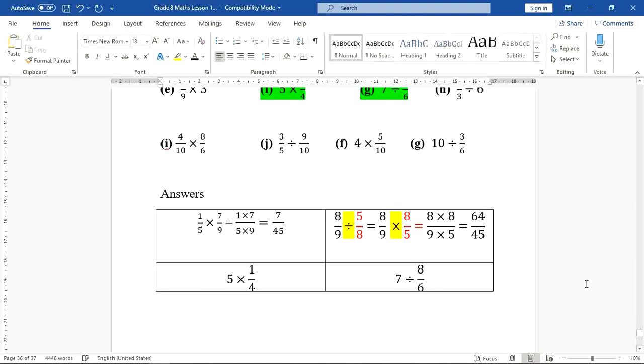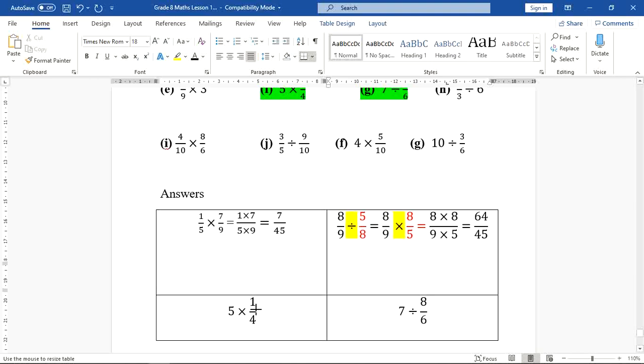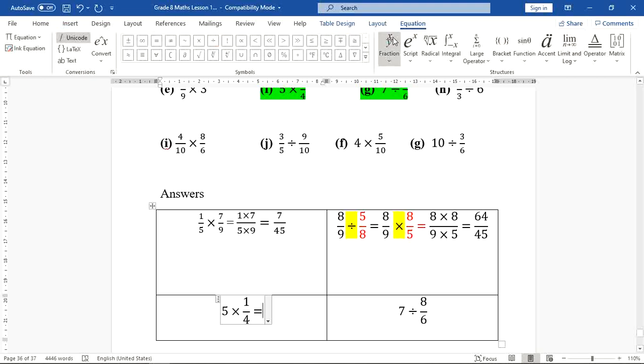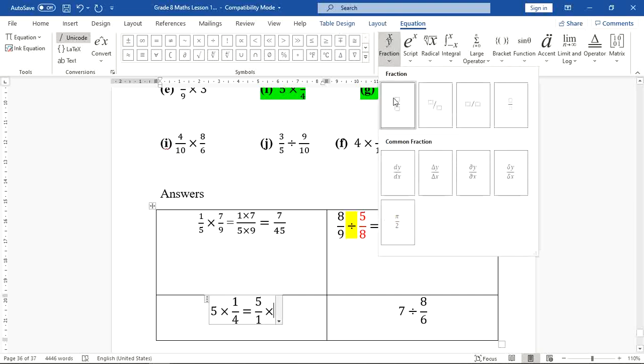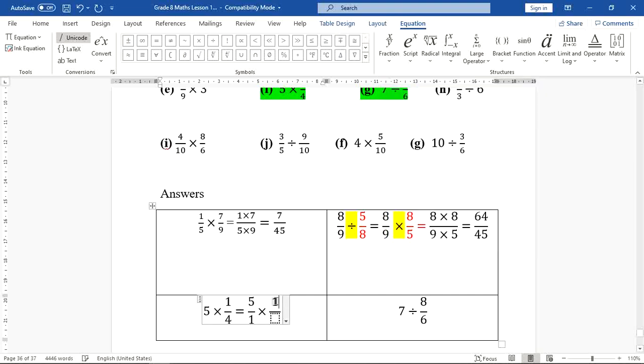The next one, we have a whole number and we are multiplying that by a fraction. So what do we do? We also change the whole number into a fraction. So this is how you can do it. 5 can be written as 5 over 1, because 5 over 1 is just 5. Multiply by the fraction 1 over 4.